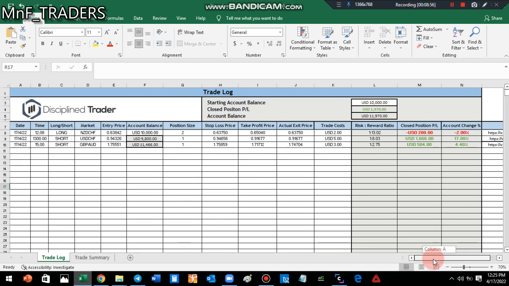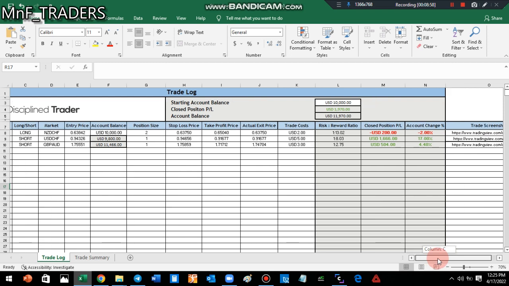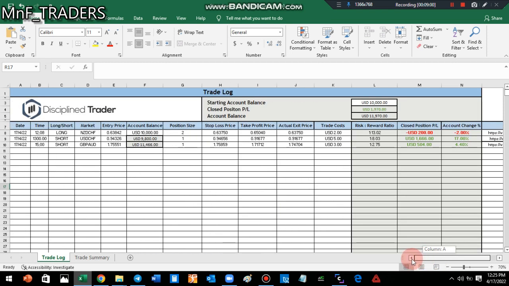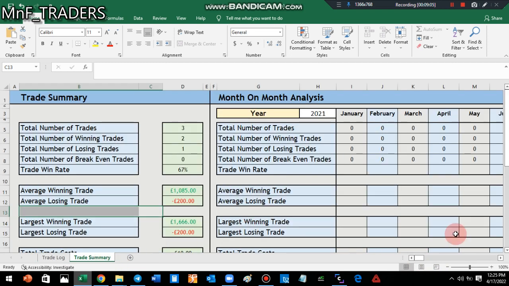So you can see that you're able to actually do this very well. And then the next tab, it's going to show you something. So it will give you figures right here. It covers all the 12 months in the year. So right here you can have the total number of trades that you've taken, total number of winning trades, total number of losing trades, the total number of break-even trades, and then to give you a win rate. So from the 3 trades I've taken, it shows that I have a 67% win rate.